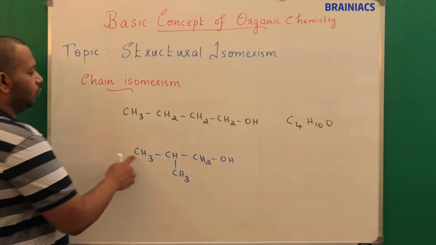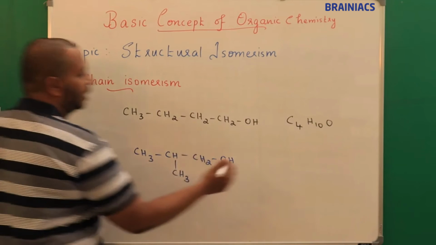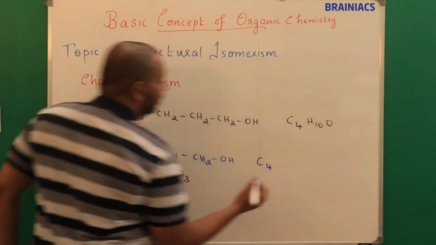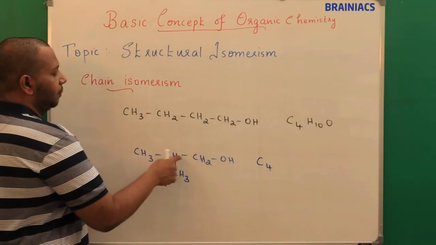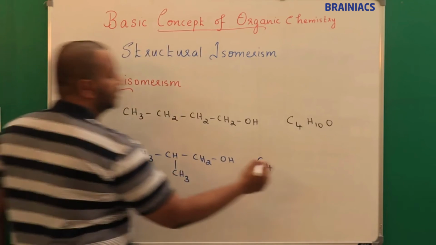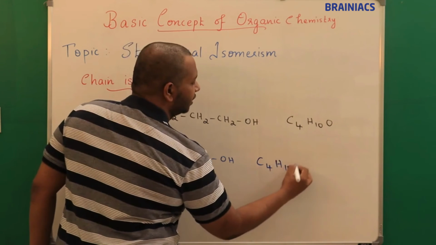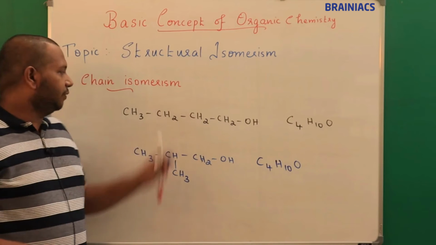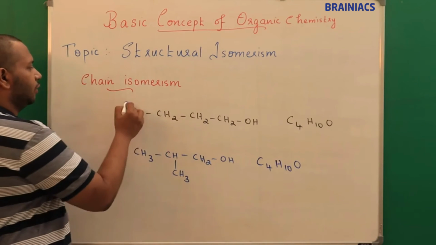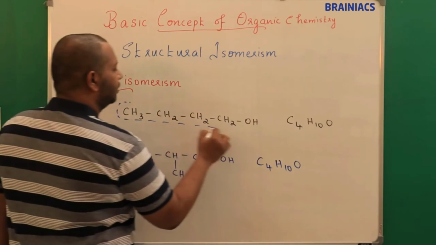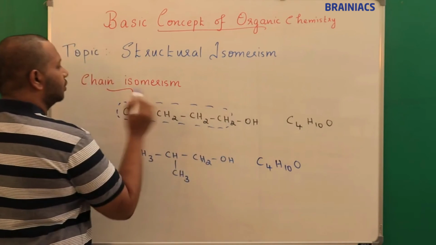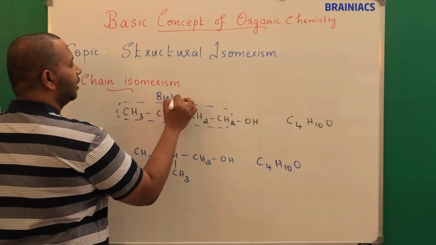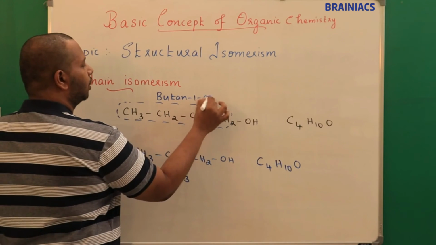Now let's calculate 1, 2, 3, 4. Again 4 carbon atoms are there. Hydrogen 3 plus 3 is 6, plus 1 is 7, plus 2 is 9, plus 1 is 10. H10, and there is one oxygen. So both are having the same general formula. Now I can identify which sort of isomerism it is. So if I am choosing the parent carbon chain, this is my parent carbon chain. So this becomes butan-1-ol.